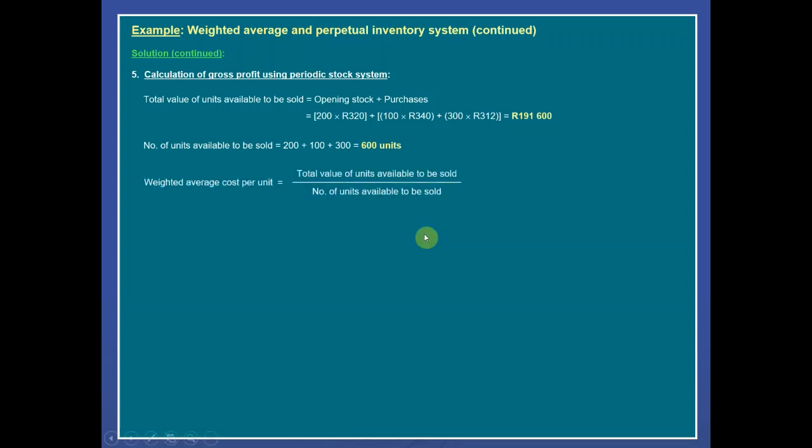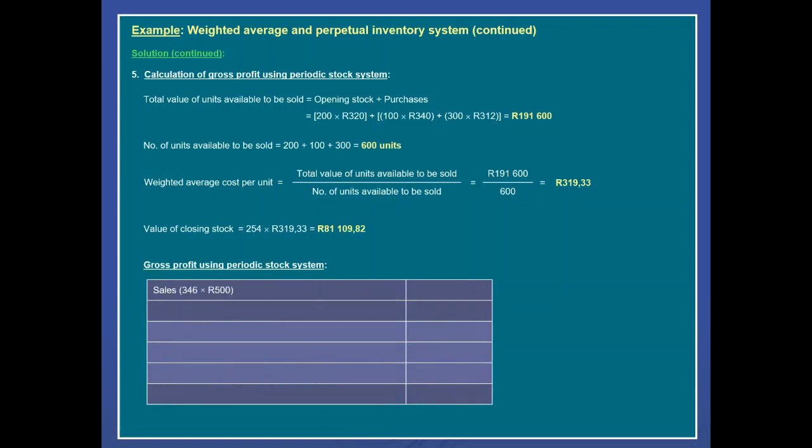So the weighted average cost per unit is now the total value of the units available to be sold, 191,600, divided by the number of units to be sold of 600, and we obtain 319 Rand 33 cents. Value of the closing stock: in the previous slide we determined there were 254 units. We multiply now by the weighted average cost of 319 Rand 33 to obtain 81,109.82.